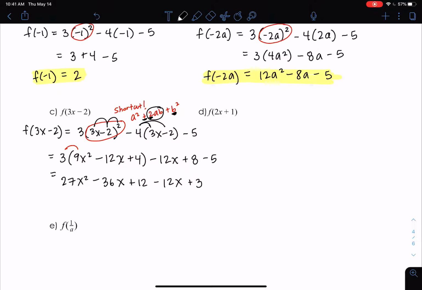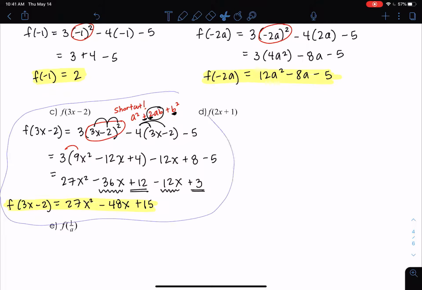Let's combine our like terms. So we have 27x squared, which has no like term. Then we have minus 36x minus 12x gives me minus 48x. And then plus 12 plus 3 gives me plus 15, making our left-hand side visible, gives us our final answer. Cool. Just going to shrink this a little bit, give us some room for our next problem.